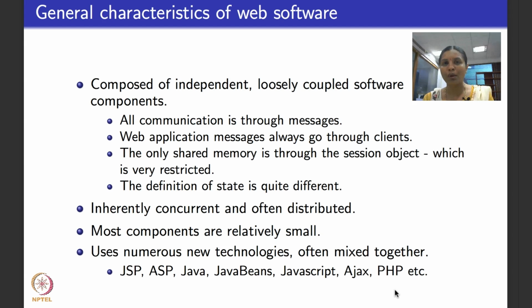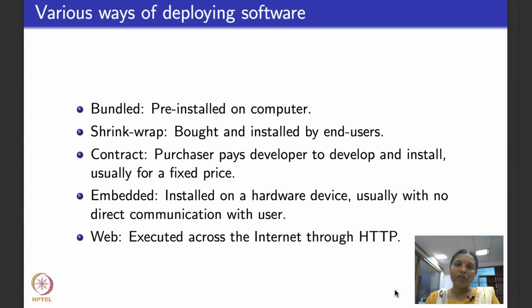That's important to remember. Typically, when I consider any piece of software that you have, what are the various ways of deploying it? This is not specific to web applications or web software. Any generic software. You could bundle a software, in which case it's usually pre-installed on a computer. For example, if you buy a computer, then the operating system comes bundled along with it. It's pre-installed the way you want it.